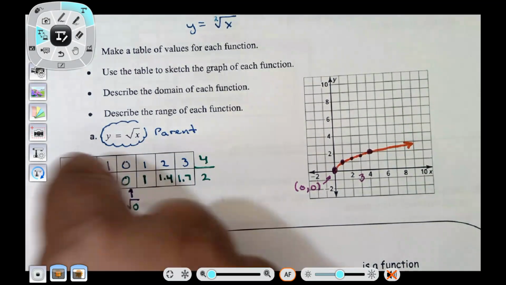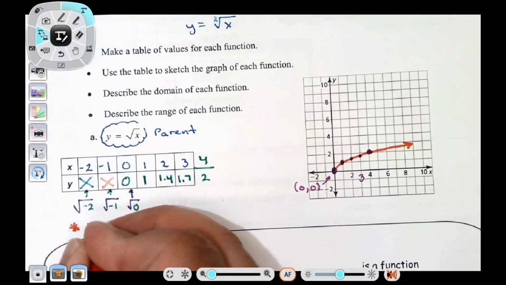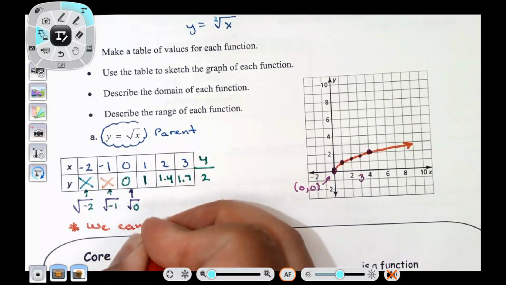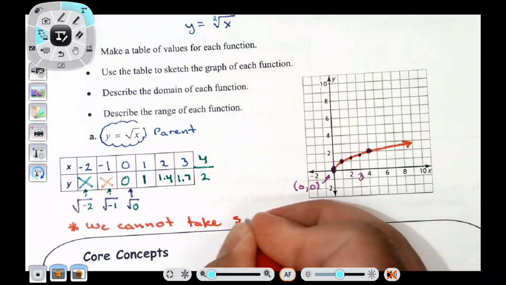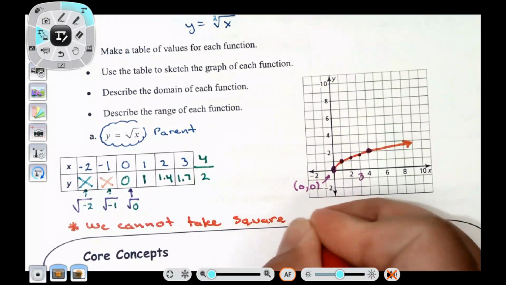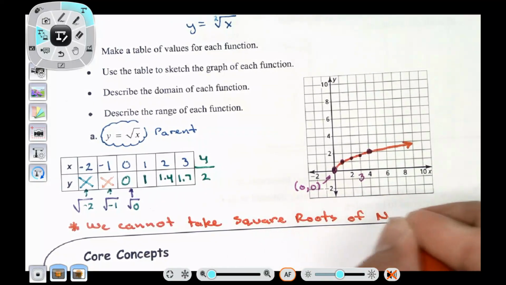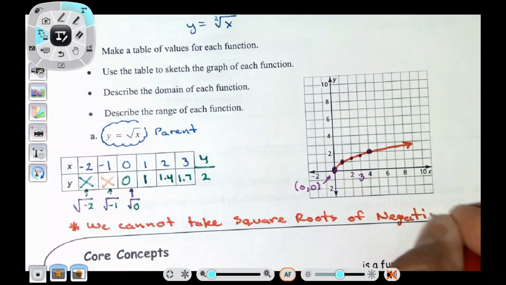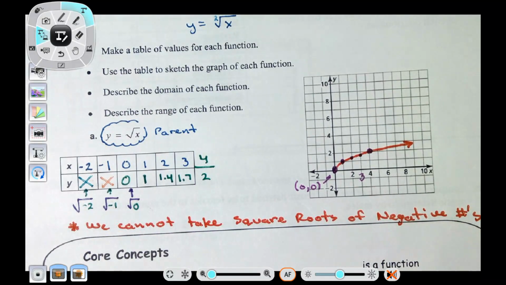But again, from the looks of it, here's the big thing we need to remember that we're getting from this. We cannot take square roots of negatives. So we cannot take the square root of negative numbers. That's the big thing to get from this.